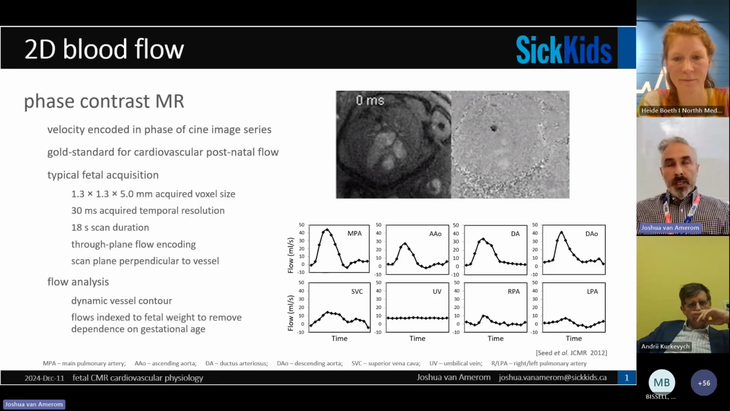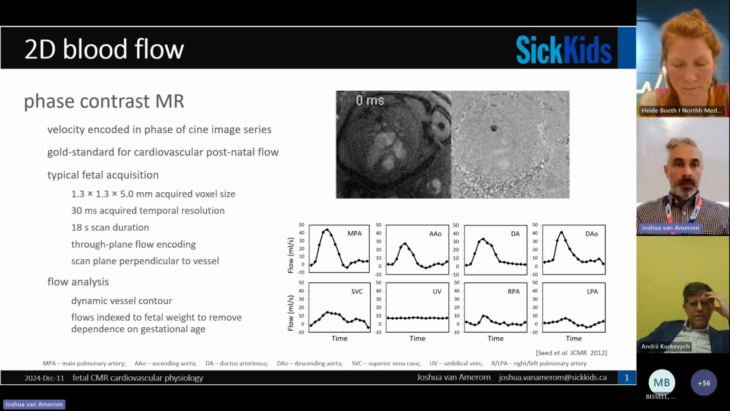So I'll just start by introducing the sequences a little bit and their analysis, and then look at a couple of studies that we've done and some clinical cases that might highlight some utility there. So for the simpler measurement of blood flow using 2D phase contrast, not the 3D plus time that has been discussed in the last couple of talks, you would use the standard 2D phase contrast, where the velocity is encoded into the phase of some image series. And this is the gold standard for cardiovascular postnatal flow measurements.